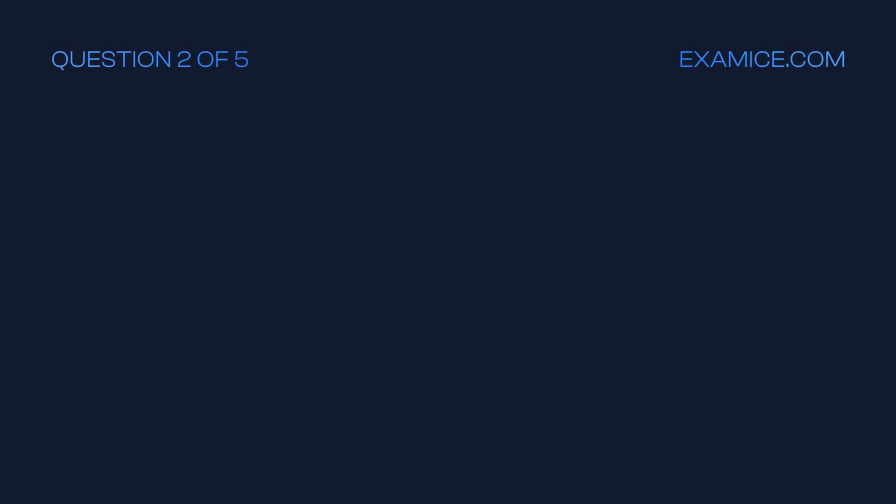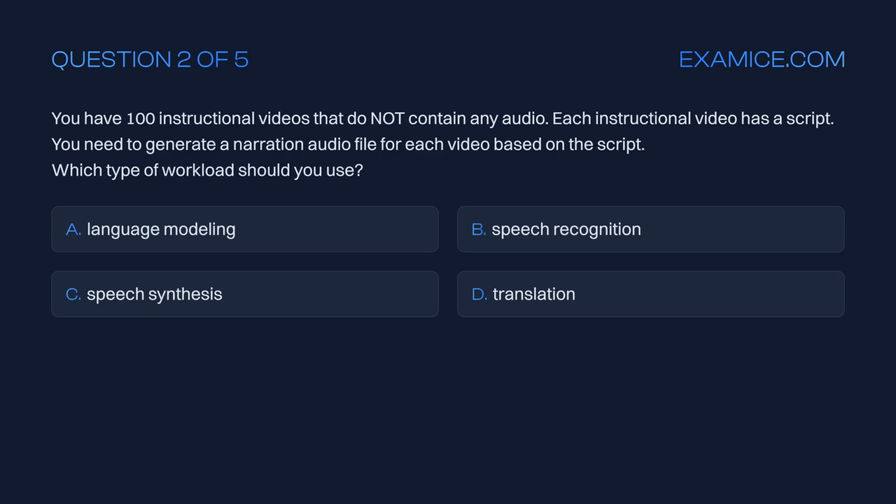Question 2. You have 100 instructional videos that do not contain any audio. Each instructional video has a script. You need to generate a narration audio file for each video based on the script. Which type of workload should you use? Option A, language modeling. Option B, speech recognition. Option C, speech synthesis. Option D, translation.